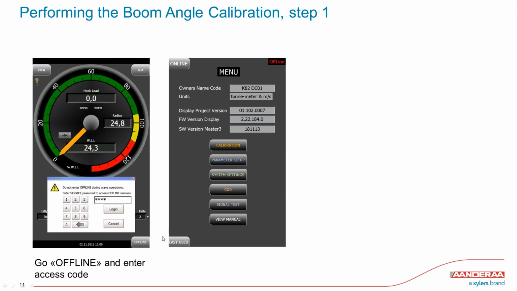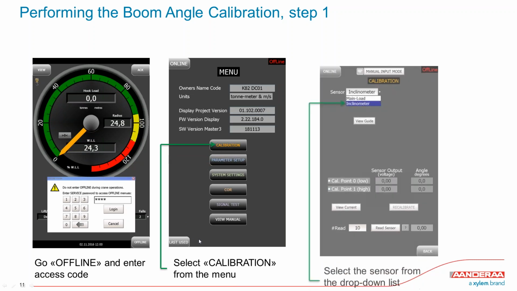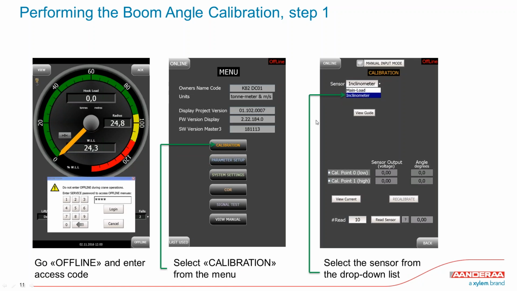Going offline, you get to the first menu. And the top push button there says select calibration. So you go into the calibration menu. And in the calibration menu, you select which of the sensors, which is recognized by the system, is to be calibrated. So you have a drop-down list showing, in this case, only 2 sensors, and we are going to calibrate the boom angle, recognized as the sensor and the inclinometer. So you select this.